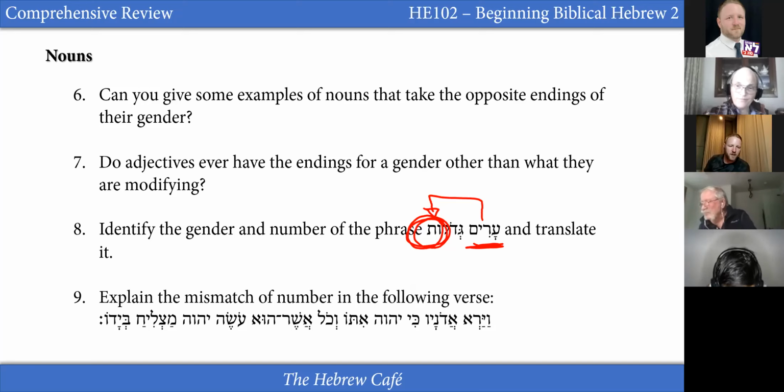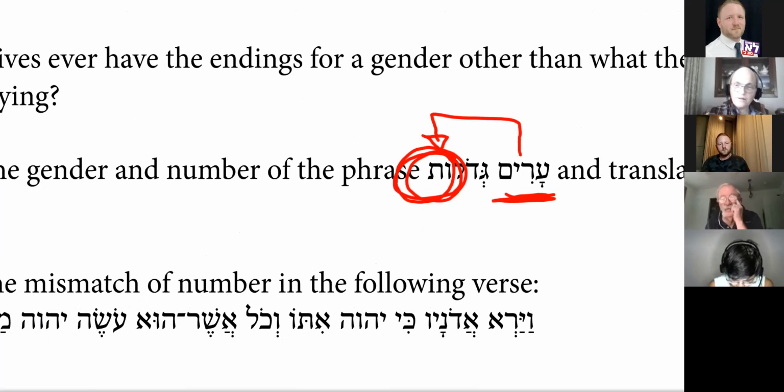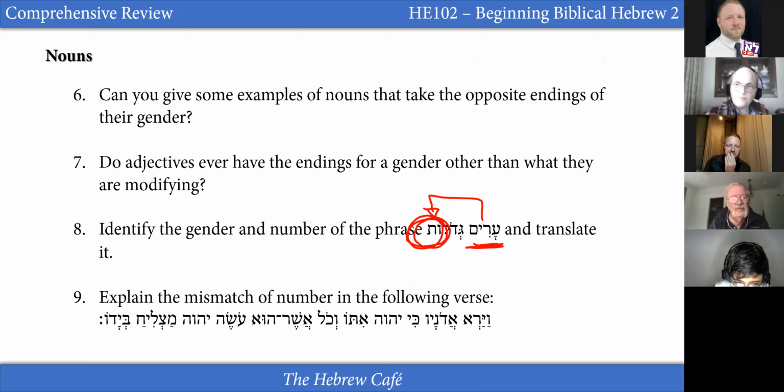Okay. All right, Hoshea, explain the mismatch of number in the following verse. What do I mean by number? Remember, we have person, number, and gender, right? So when you read this verse, there's a mismatch. Vayar Adonav ki Adonai oto, bekol asher hu oseh, Adonai matzliach beyado. Oseh is fine.